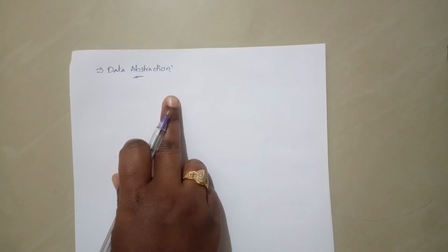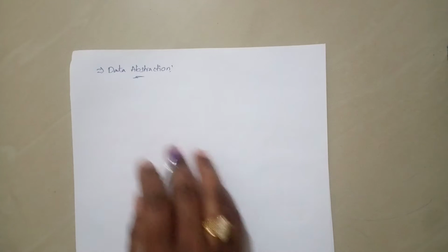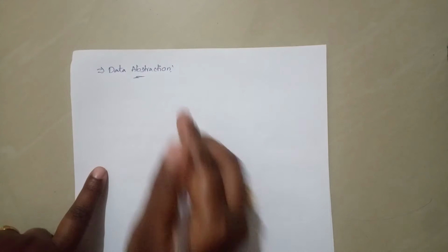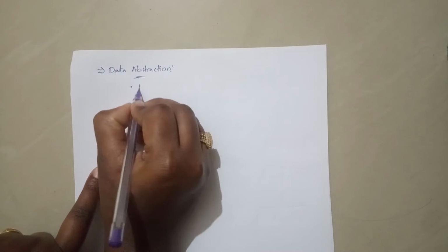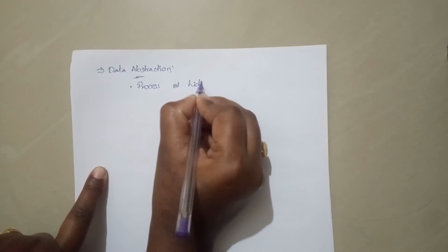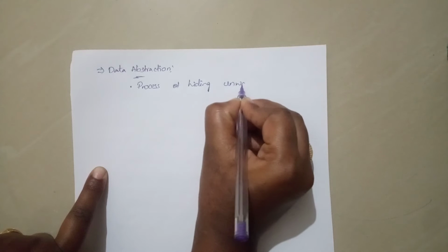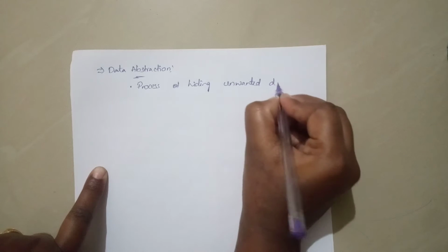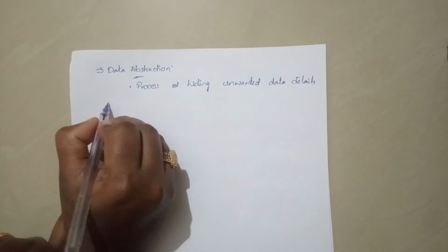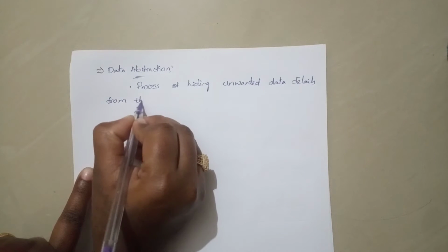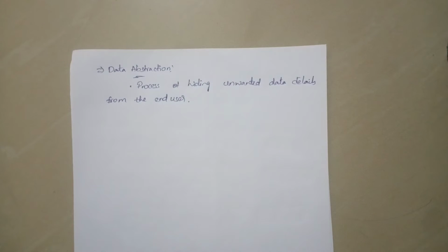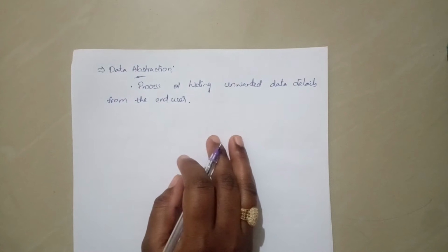What is data abstraction? Data abstraction is a process of hiding unwanted data details from the end user.